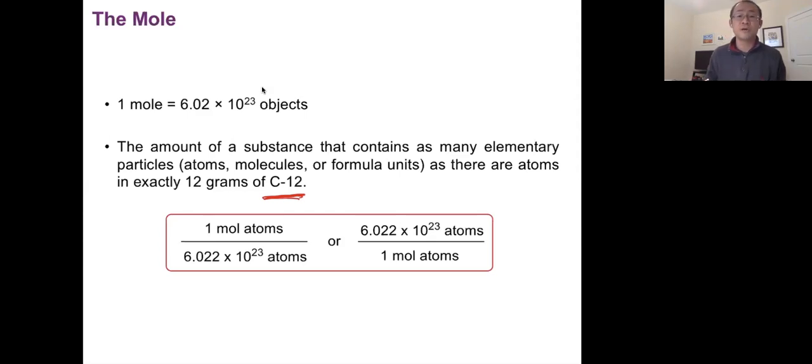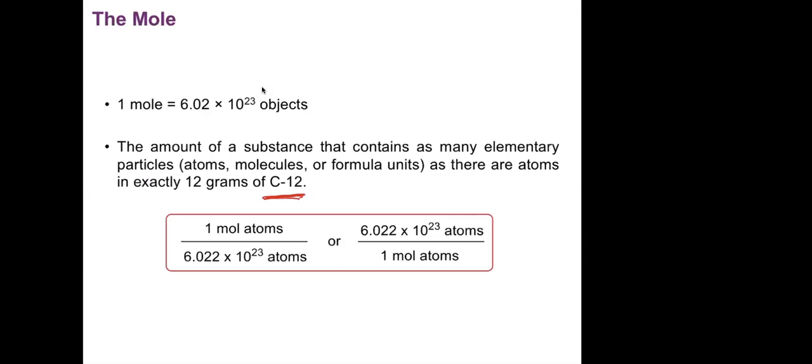Some books use 6.022. For us, 6.02 is sufficient. And that's where we got this number. And by the way, that number is called Avogadro's number. Does it make sense, guys, everyone? The mole, and how we get the mole? Yes.